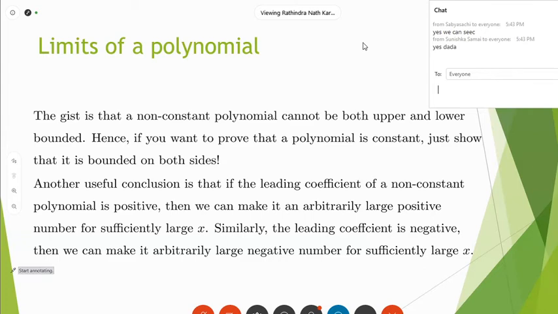Okay. So do you follow the last conclusion that for a polynomial with positive leading coefficient, we can make it an arbitrarily large positive number for sufficiently large x, and for a polynomial with negative leading coefficient, we can make it an arbitrarily large negative number? By arbitrarily large negative, I mean you can make it say less than -1, -2, -1000, -1 billion or whatever, for sufficiently large x. So this idea is what we are going to use next. Everyone should reply to this. Can everyone understand this conclusion?